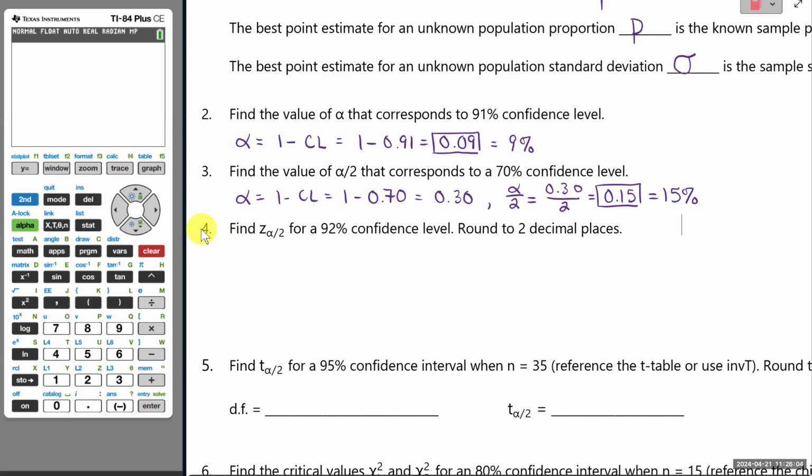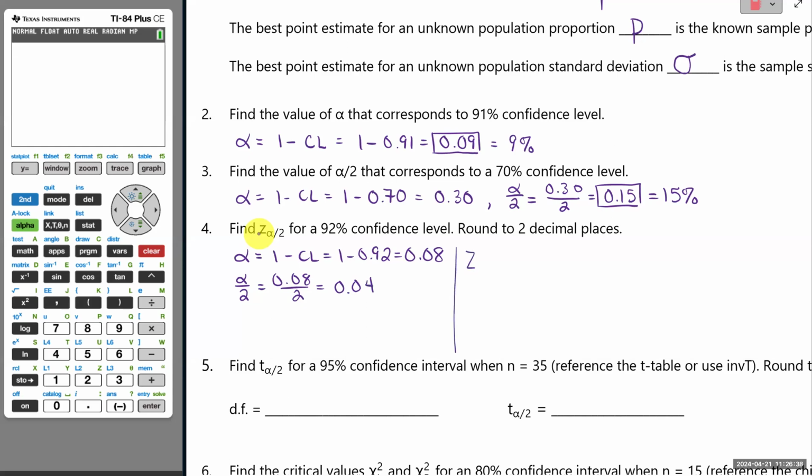All right, and then we'll go on and find actually the value here, z, alpha over 2. So a couple ways we can do this. Let me go through the alpha method here first. So alpha, 1 minus your confidence level. So 1 minus 0.92 is 0.08. We'll just stay in decimal now. Alpha over 2 will be 0.08 divided by 2. That's 0.04.